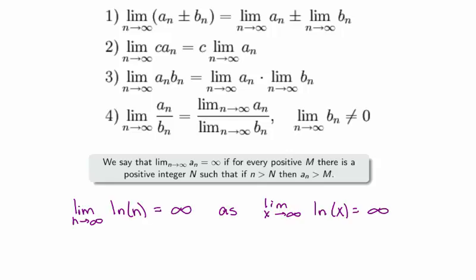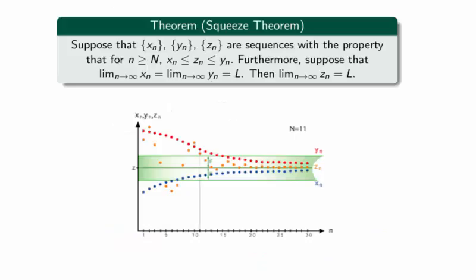For example, the limit as n goes to infinity of the natural log of n equals infinity. This is because the limit as x goes to infinity of the natural log of x equals infinity. As we saw before with infinite limits, we can also go to negative infinity, and the definition is similar to the one above. Lastly, don't forget the squeeze theorem or the sandwich theorem, which also applies to sequences.